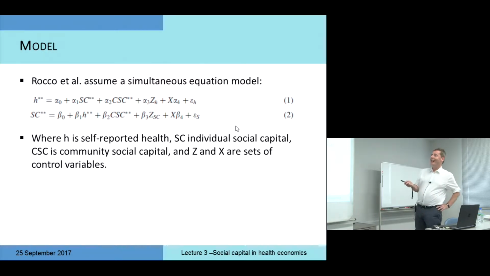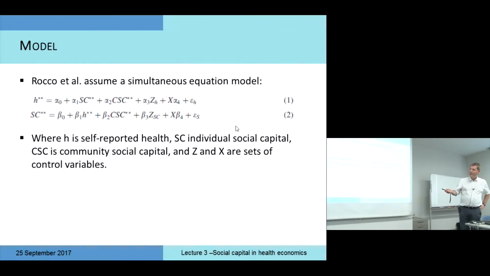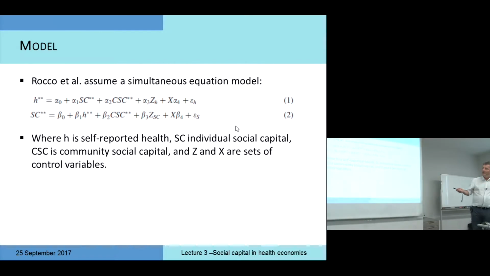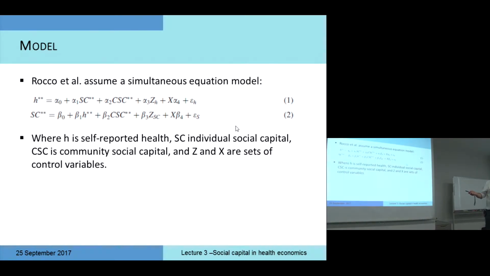And so in the first equation, the health measure is self-reported health, and it's being regressed on a measure of individual social capital and a measure of community social capital.